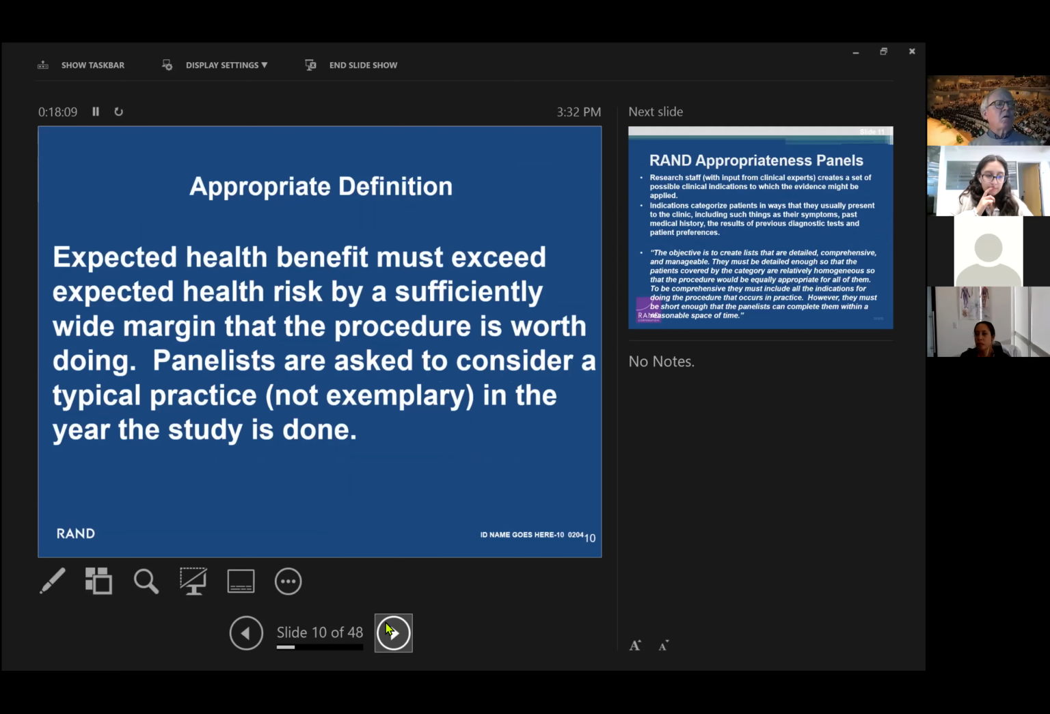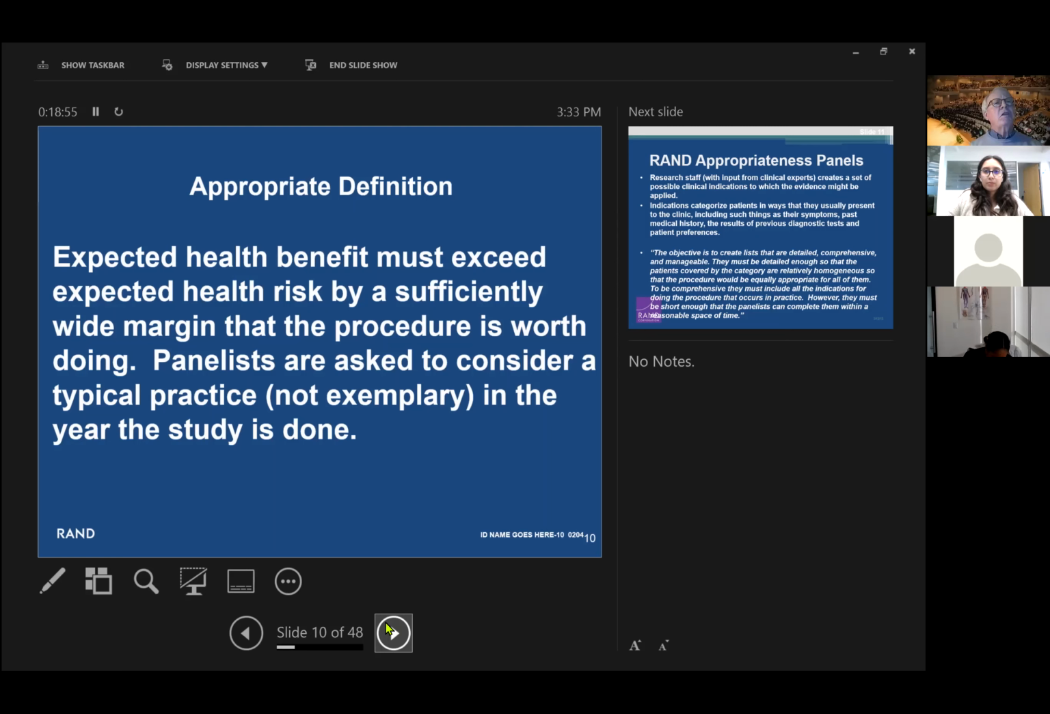What's the appropriate definition? Well, it's actually quite open in the RAND UCLA method. And often we're not exactly sure how each person on the panel decides this equation, but the equation is that the expected health benefit must exceed the risk by a sufficiently wide margin that the procedure is worth doing. That's the only definition the panel gets. When you're trying to decide if this is appropriate, you've got to decide, is the health benefit worth the risk, right? And they're asked to consider it in a typical practice, not in a trial, but just in a standard everyday practice with people that are not experts, just the average kind of physician or practitioner.